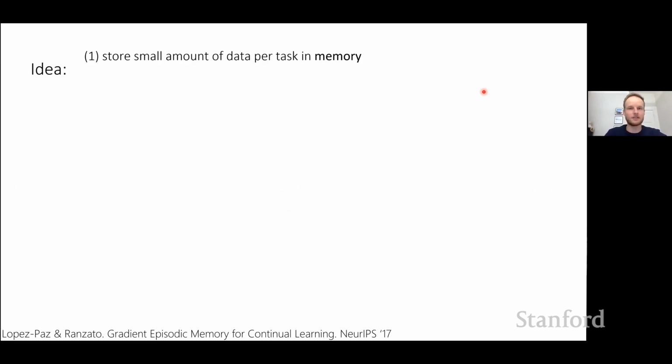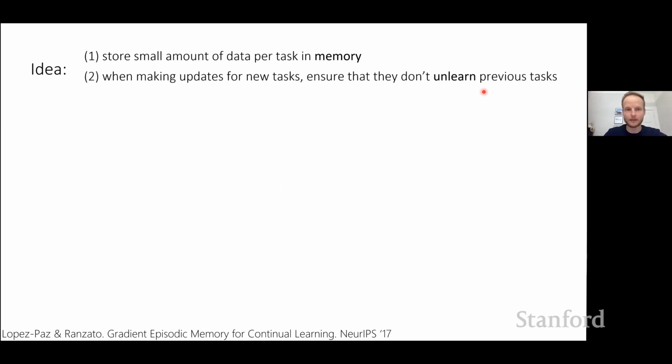And the idea is the following. We'll store a small amount of data per task in memory. And then when making updates for the new task, we'll ensure that we don't unlearn previous tasks. Okay, I think that overall makes sense. The question is, how do you actually implement that? How can we accomplish the number 2?